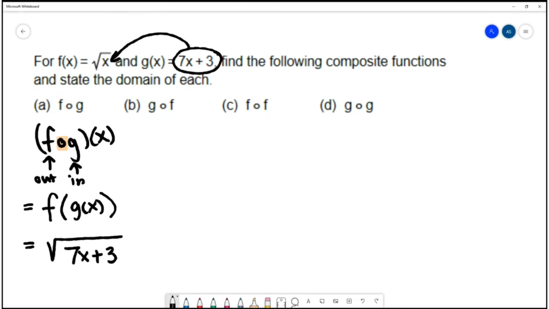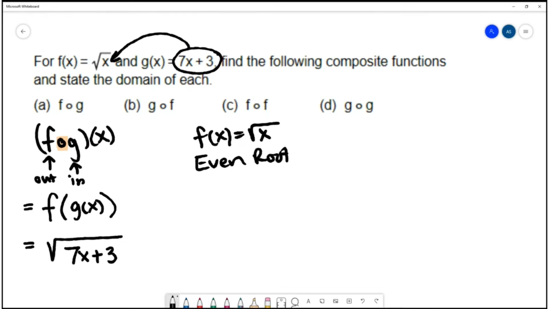We also want to find the domain. So let's talk about the domain of the individual functions to start with. f of x is the square root of x. This is one of our even root functions. And we have a restriction that we only want to work with real numbers.